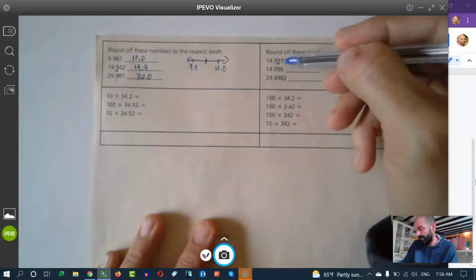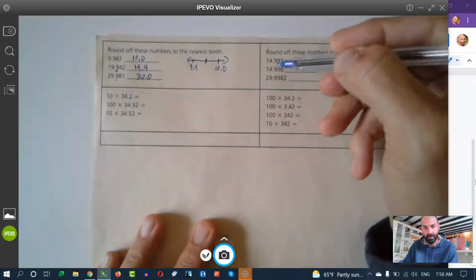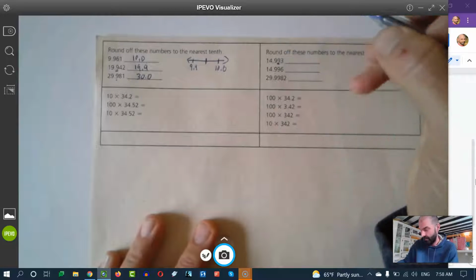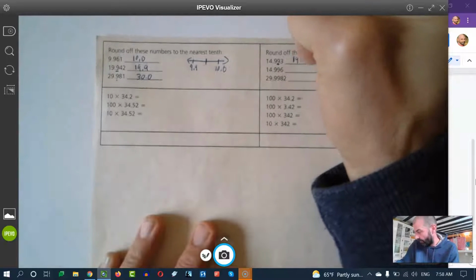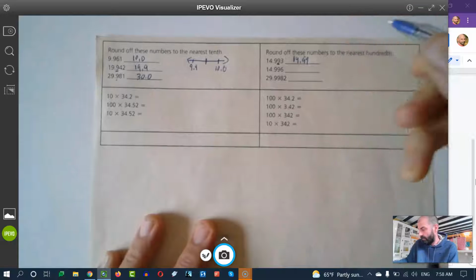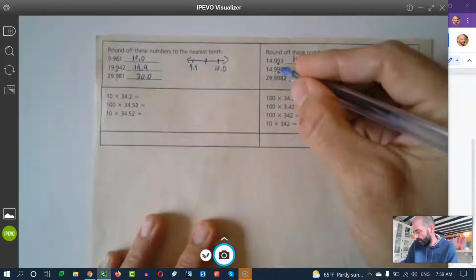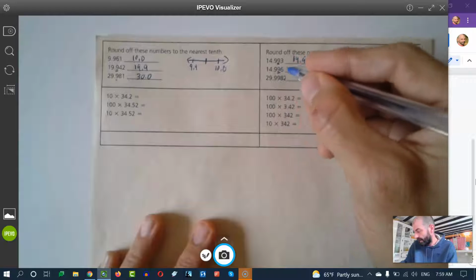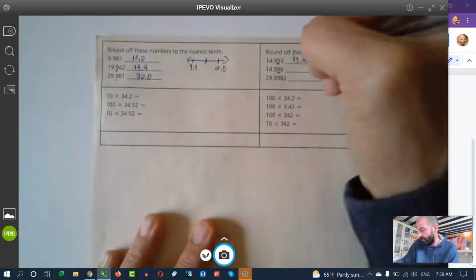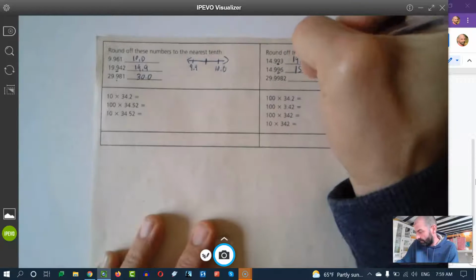Okay, so because this 3 is here, that is less than 995 thousandths. So that keeps us at 14 and 99 hundredths. Here we have a 9. We have 14 and 996 thousandths. This 6 gets us closer to 15.